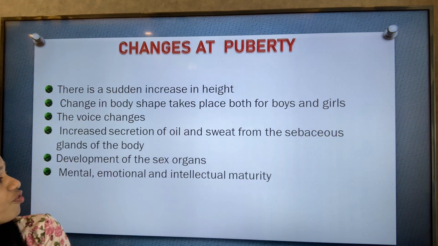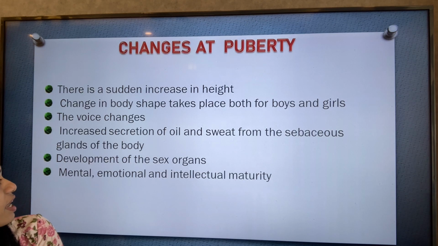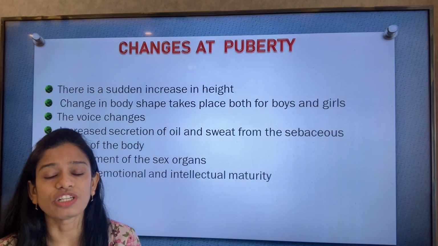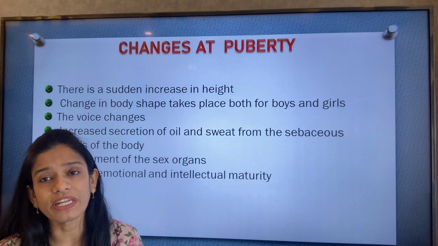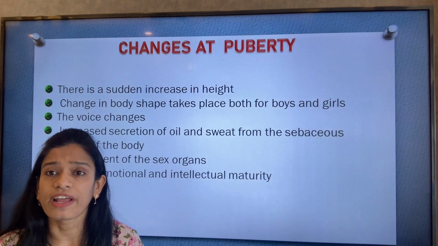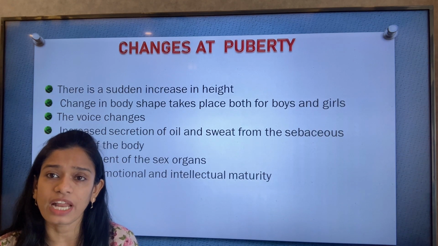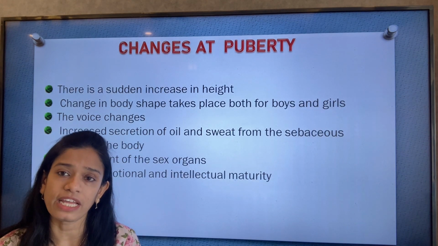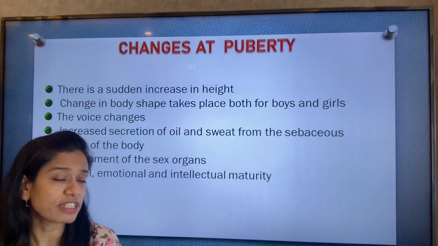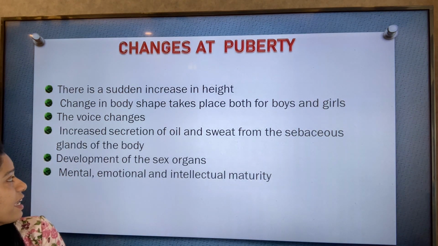Increased secretion of oil and sweat from the sebaceous glands of the body. During this age there are lots of complaints of pimples and acne, because there is lots of secretion of oil and sweat from the sebaceous glands. So personal hygiene is a must during this phase of the life cycle.